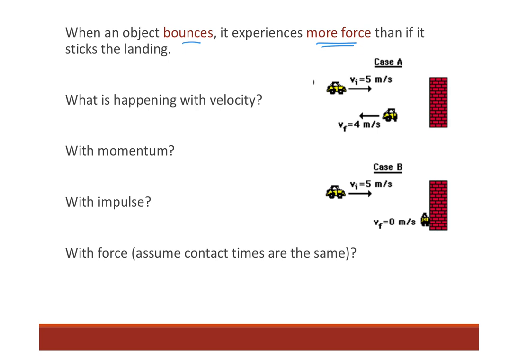Let's look at a car crashing into a wall over here. So in our first case, it's coming in with a velocity of 5. It's leaving at a velocity of 4, which means our velocity change is going to be a negative 9. In the second case, it's coming in with a velocity of 5, but it has a 0 velocity at the end, so the change in velocity is going to be a negative 5. So velocity change is greater in case A. Momentum change then is going to be higher in A. Your impulse is going to be higher in A. And the force, assuming that your contact times are the same, will also be higher in A. Most cars today are designed to crumple when they're hitting the wall, and that is because that leads to a lower velocity change, and that is safer for the people in the car.